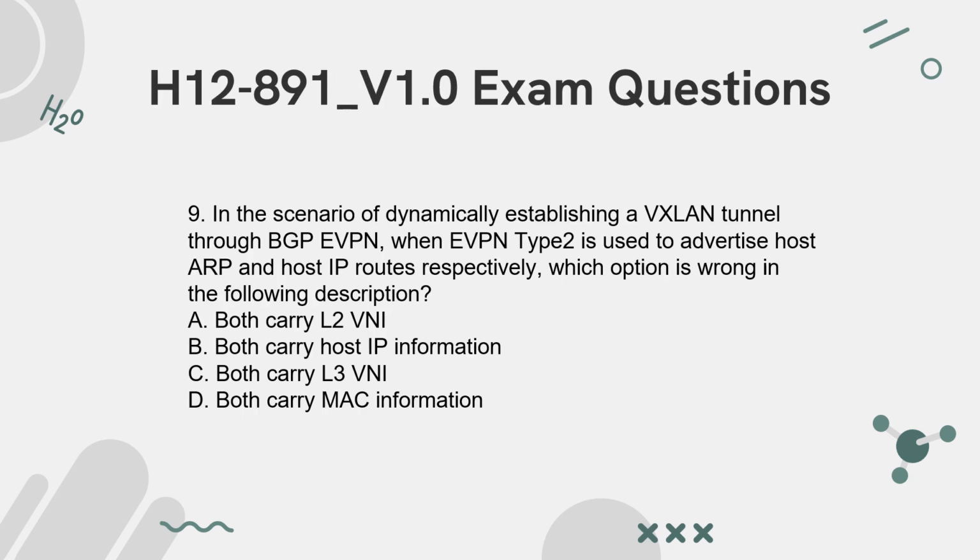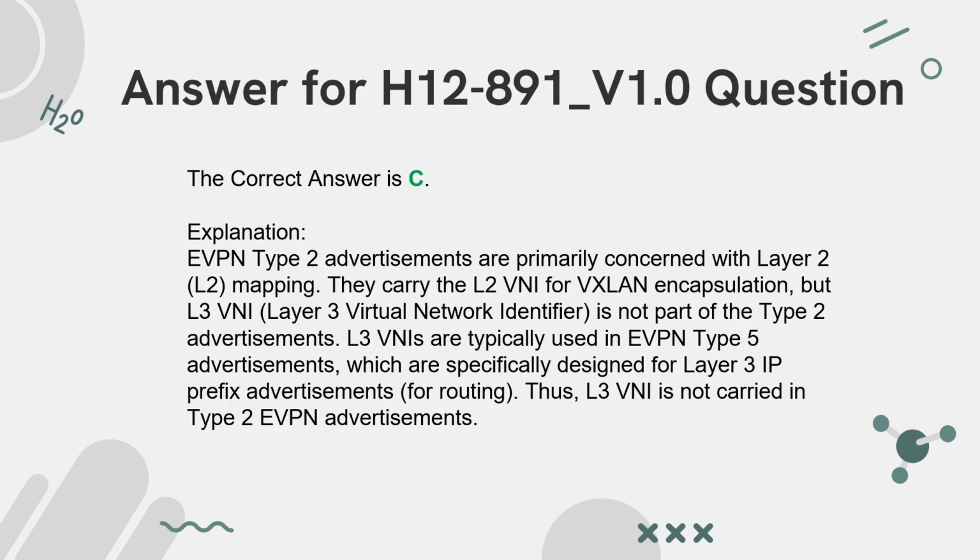In the scenario of dynamically establishing a VXLAN tunnel through BGP EVPN, when EVPN Type 2 is used to advertise host ARP and host IP routes respectively, which option is wrong in the following description? A. Both carry L2VNI. B. Both carry host IP information. C. Both carry L3VNI. D. Both carry MAC information. The correct answer is C.